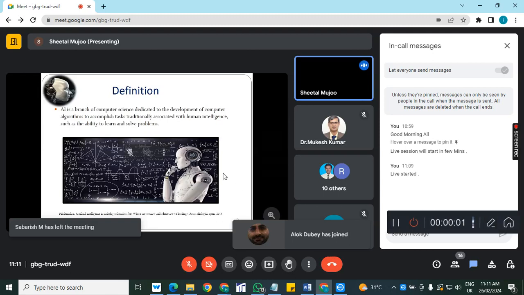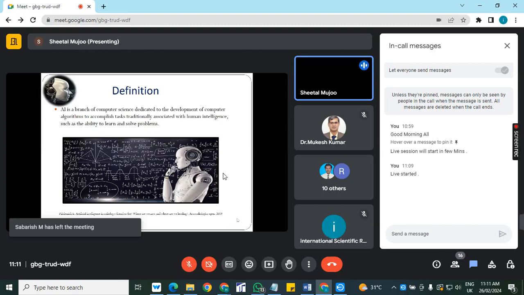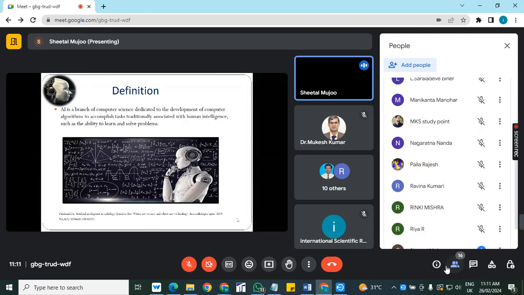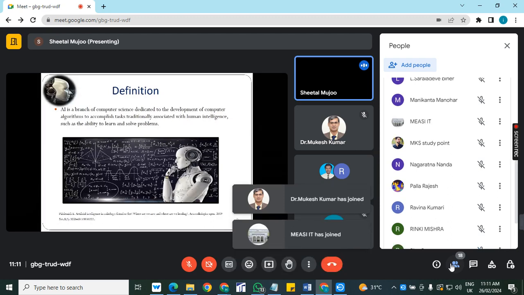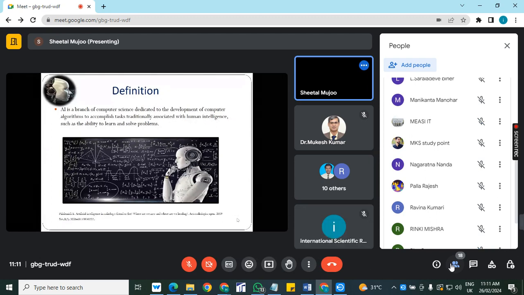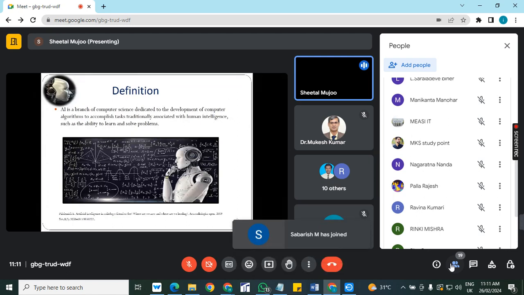We have heard very commonly about artificial intelligence, but what exactly is it? It is a branch of computer science dedicated to the development of algorithms, computer algorithms or software. And what is the main purpose of artificial intelligence? Its main purpose is to work like human intelligence, to learn the problem and try to solve it. It works the same as our human intelligence, but the computer doesn't know how to do it, right? So we have to make some algorithms, some software, so that the computer will work like a human intelligence.